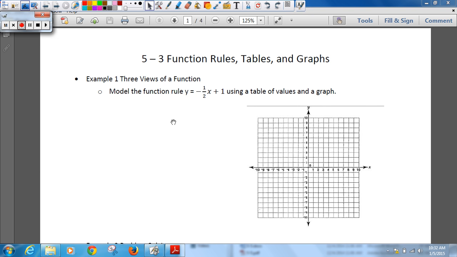Today we'll be doing 5-3 function rules, tables, and graphs. Example 1 is the 3 views of a function. It says to model the function rule using a table of values and a graph. So one way a function can be written is the equation, y equals -1/2 x plus 1. The second way is to use a table.